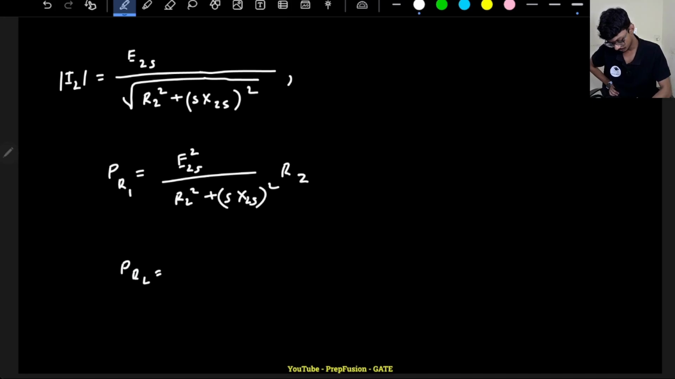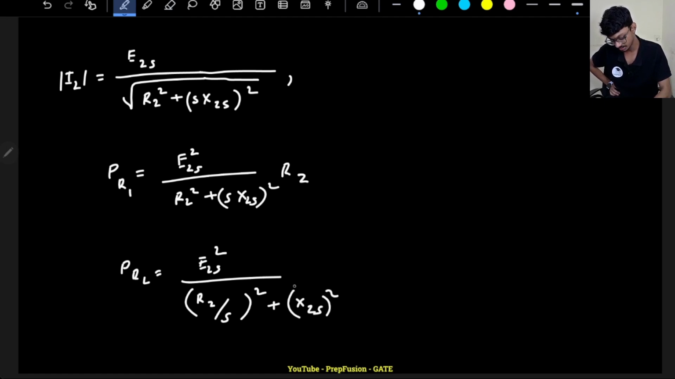In the second case, what is the power consumed? The I2 current will be E2S, the same induced voltage, divided by, this time the equivalent impedance has changed. It is square root of (R2 divided by S) whole square plus, this time it is not S x2 anymore, it is simply x2S whole square, and the power is I2 squared into R2.